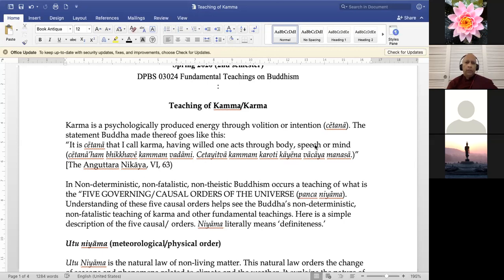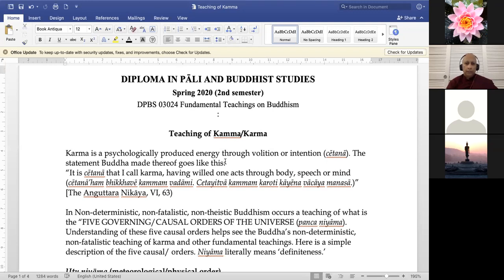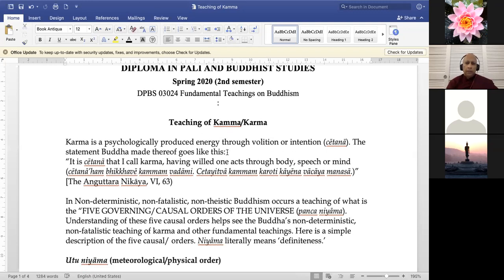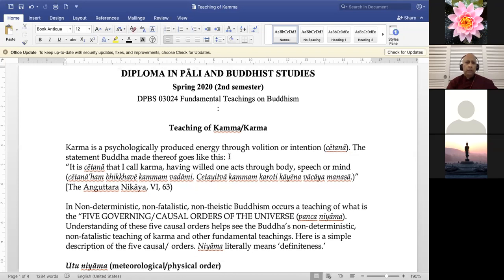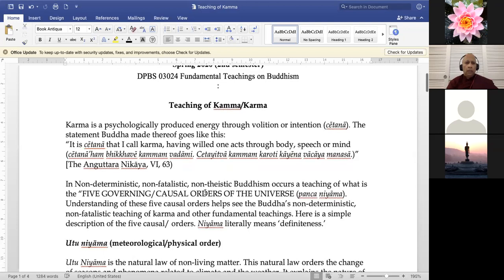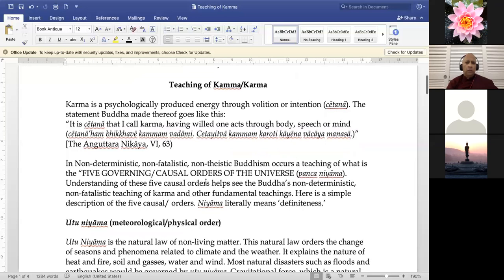So those are the three universal types of religious beliefs. But even today, because we are discussing karma in an Indian religious context, with reference to other non-Buddhist faiths within the Indian religious context, even modern day religions could fall into one of these four types. Now, non-deterministic, non-fatalist, non-theistic Buddhism teaches the five governing or causal orders of the universe.